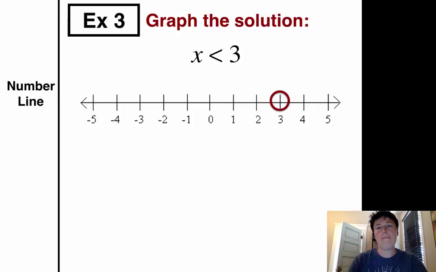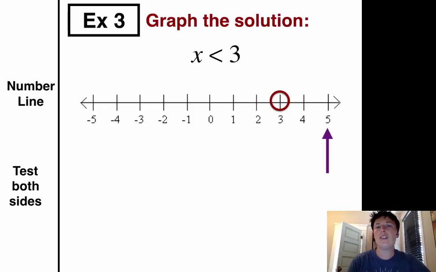I'm going to circle it. Then what I'm going to do is think about 3. I'm going to think about both sides of it. So I'm going to pick two numbers, something on the left and something on the right. I don't really care what we pick. We can pick anything that we want on the left and right. But we're just going to test them. We're going to test both sides.